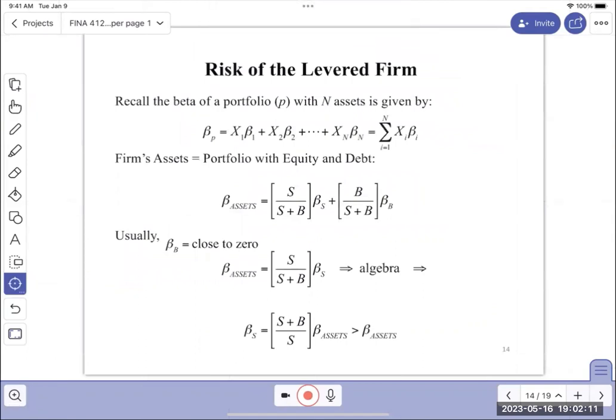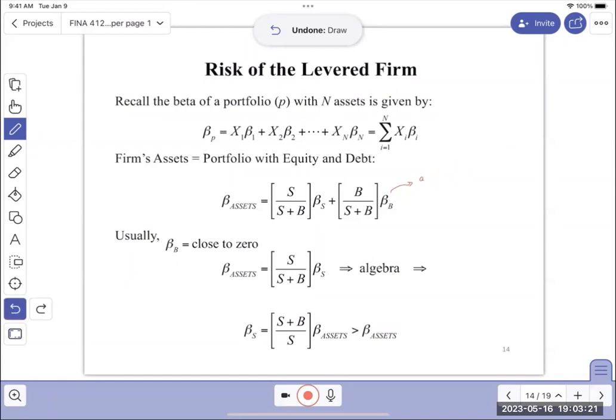In terms of risk, the beta being a measure of the sensitivity of returns, we learned that the beta is a weighted beta, just like the expected returns are weighted expected returns on the capital asset pricing model, right? We looked at that at the end of last class. So then the beta of assets is also a weighted beta, where this is the beta of debt after tax.